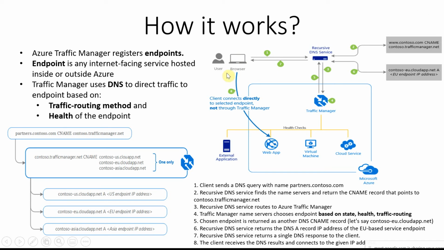But one thing to remember is that the browser and DNS services will cache this data, the IP address and the domain name, so that whenever a similar request comes, it will not go through this round trip. It will try to get the data from the cache. Only if the data is not there in the cache will it go and try to find the IP address.